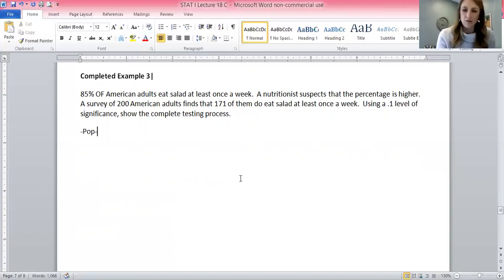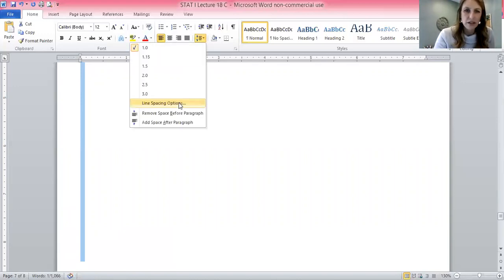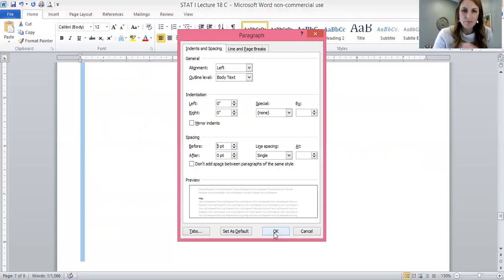So I'm going to start with my population step. Let's see here. I don't really want my spacing to be that spaced out. So I got to change this real quick before I start typing, or else I won't have room. Hopefully that fixed it.